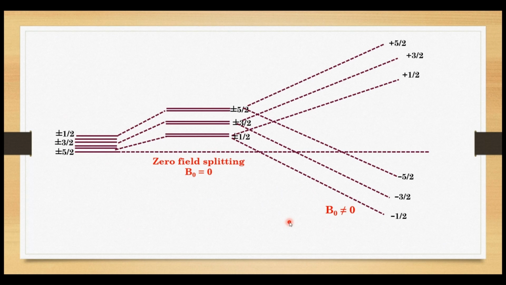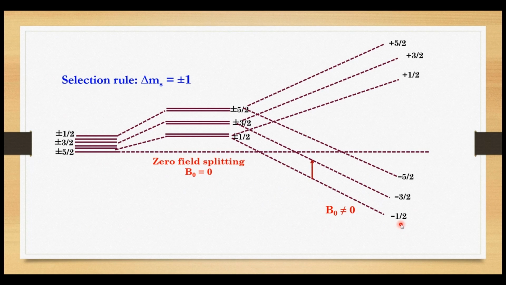Now we have to find the number of lines. For that we need one selection rule, and that selection rule is delta Ms equal to plus or minus 1. Using this selection rule, we have to find how many lines are possible during this transition, or using these 5 unpaired electrons, how many transitions are possible in the presence of a magnetic field. Now the selection rule is delta Ms equal to plus or minus 1. Here we can start from minus 1 by 2. Minus 1 by 2 minus 1 is minus 3 by 2.